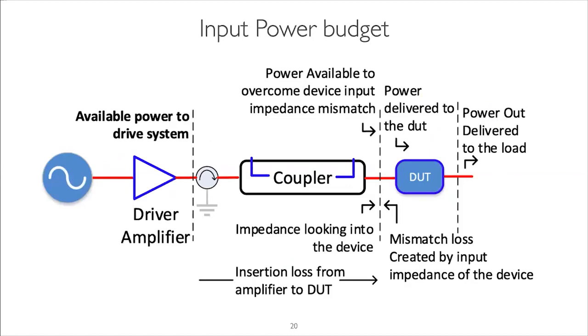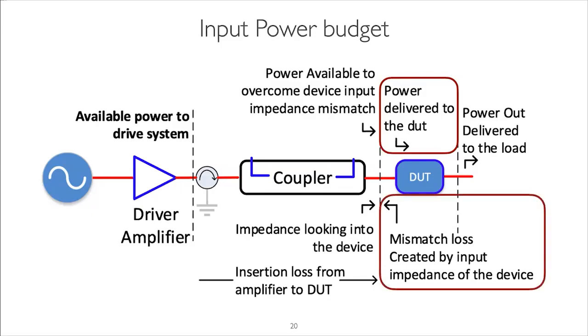So let's take a few examples. I'll take some real numbers here. This is the input power budget. Again, this is just a chain. You have your source on the input, you have a driver amplifier, you can have a bias T, coupler, isolator. So you have a bit of a path there. Obviously to get the power delivered at the device, you need to know what that insertion loss is going to be before the device, but the impedance that you need to overcome will create a mismatch loss, right?